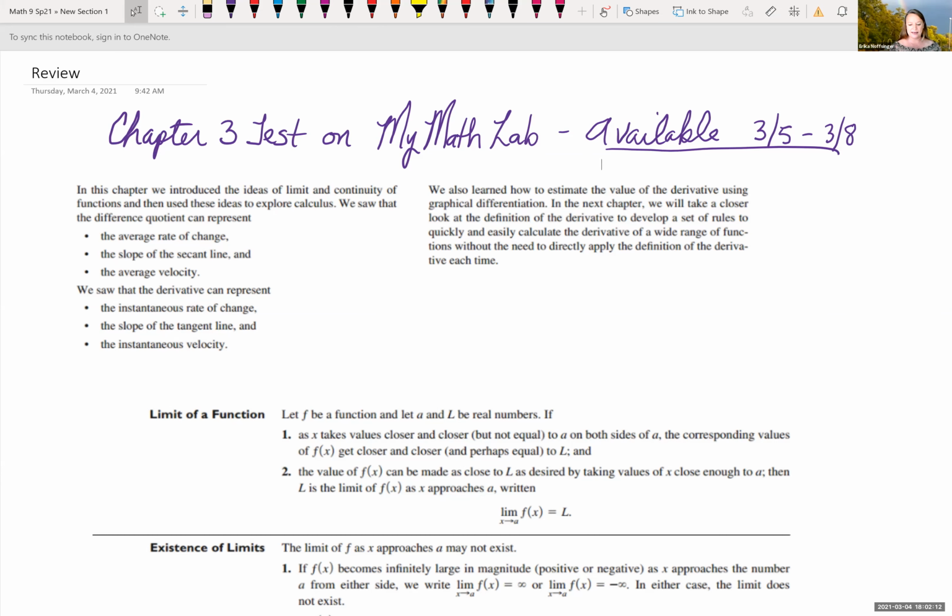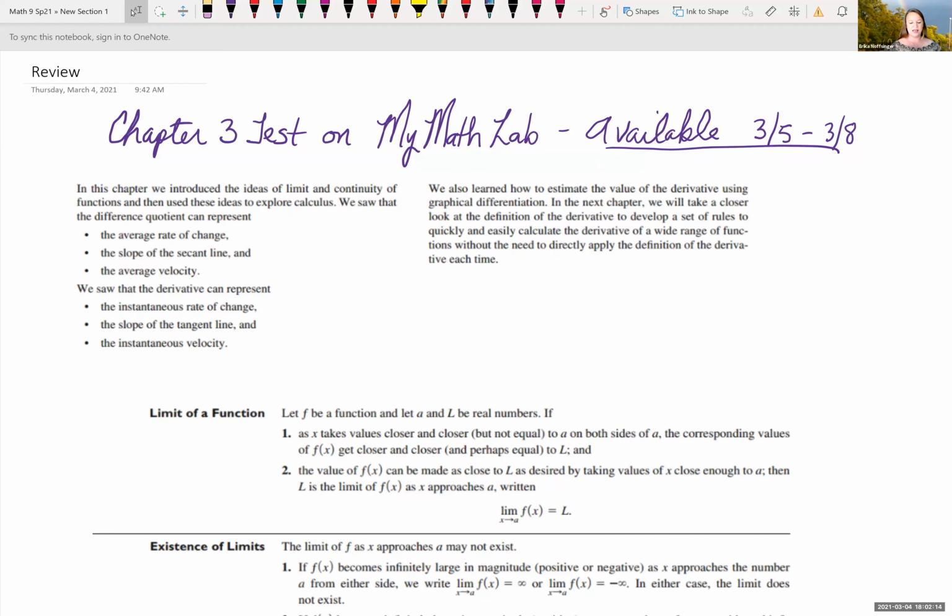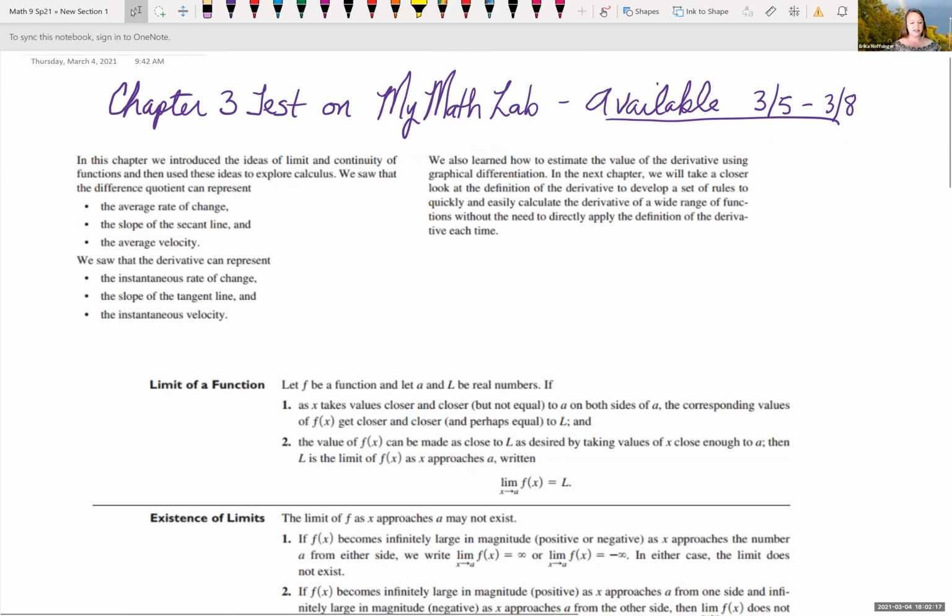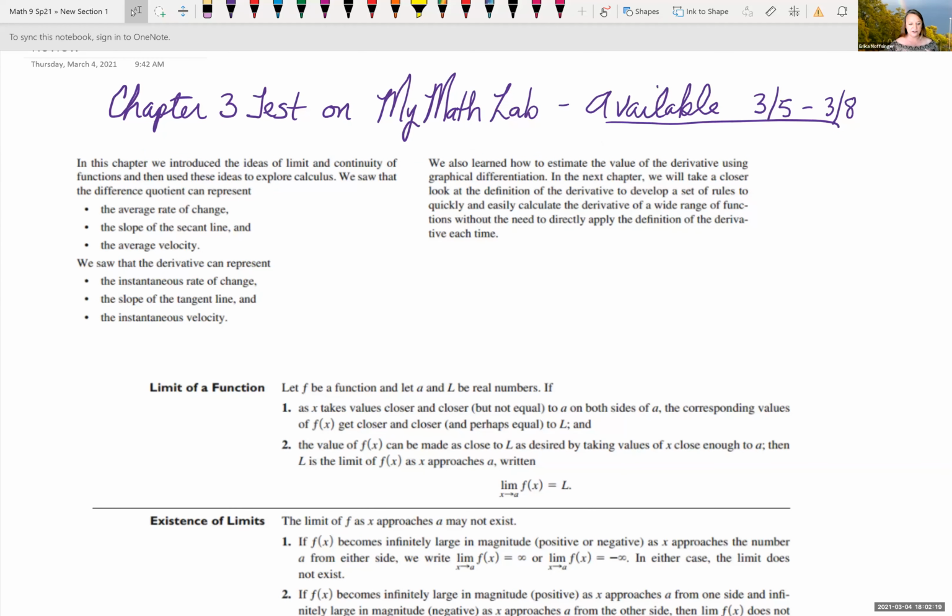You won't be able to get back into it. So you can't leave and get back in and finish it. If for some reason you do not like your score, you didn't do very well, and you want to retake it, you have three chances to take this test.